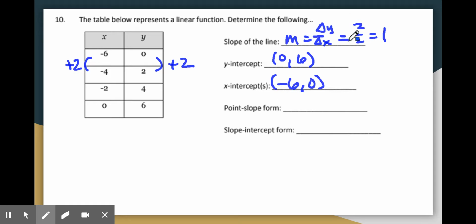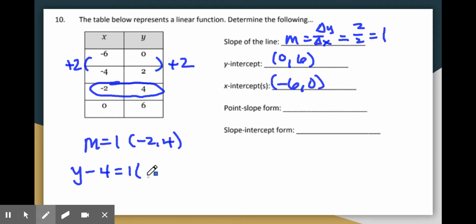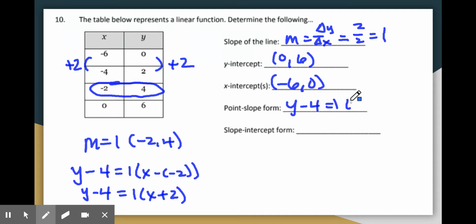Point-slope form. We have a point, and, well, we have a bunch of points. I can use any one of these 4 points if I want. And I have the slope. So I'm going to use this point. It doesn't matter. I'm going to have a slope of 1, and my point is (-2, 4). So I have y minus 4 equals 1(x minus negative 2). So that's going to be y minus 4 equals 1(x plus 2). So there's my point-slope form. You don't even need the 1 really.